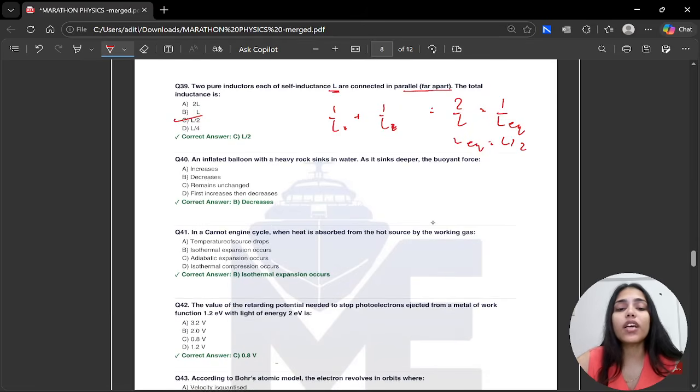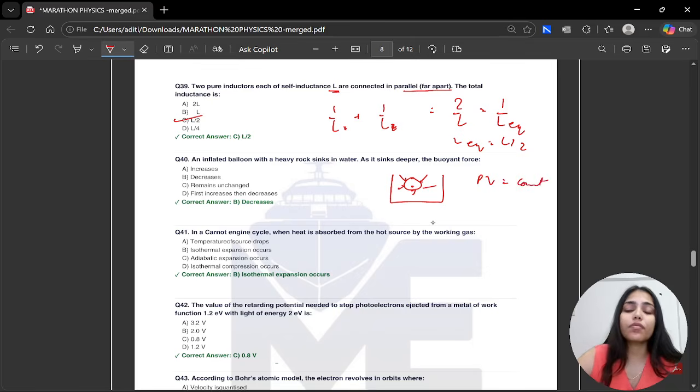An inflated balloon with a heavy rock sinks in water. As it sinks, the buoyant force... See, this is a tank in which we have a balloon, and this balloon is going down. As it starts going down, what will happen? The pressure will keep on increasing on the balloon. Now, we know that PV is equal to constant, by Boyle's law. So if pressure is increasing, volume will start to decrease, right?